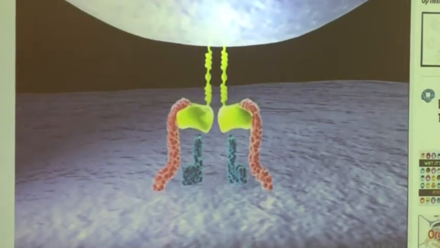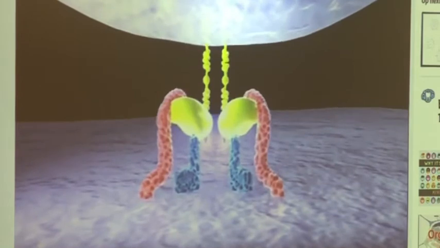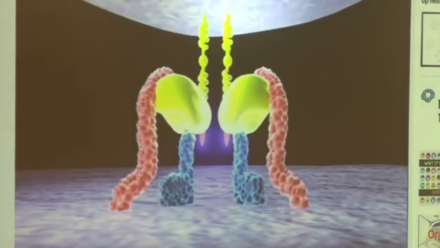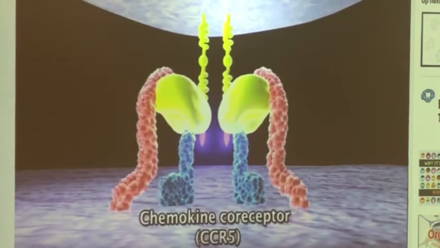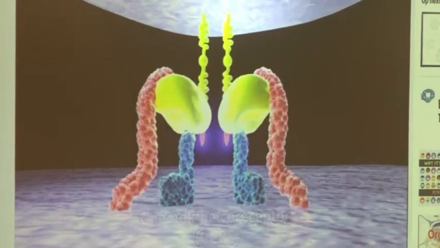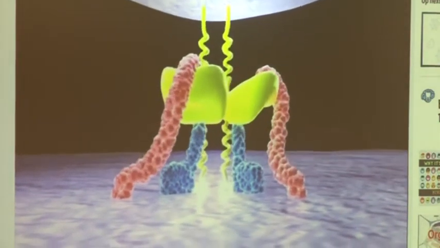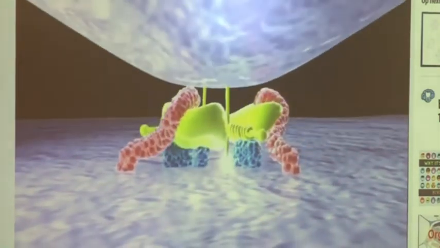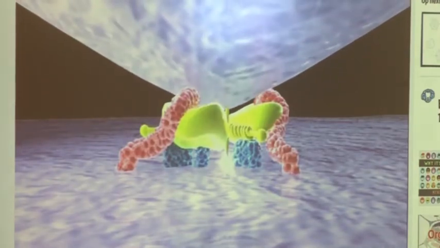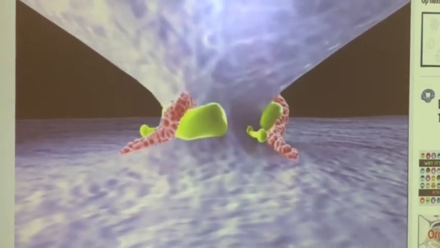That causes a conformational change and allows a second receptor to grab hold of the envelope. This is the chemokine co-receptor. It's also called CCR5, and we'll talk about that more. What happens now is that the stalk of the envelope protein pierces through from the virus into the host cell and starts to draw the cell membrane and the viral membrane together. And what ultimately happens is fusion of those two membranes, and the viral genetic material is injected essentially into the cell, and the envelope protein is left at the cell surface.